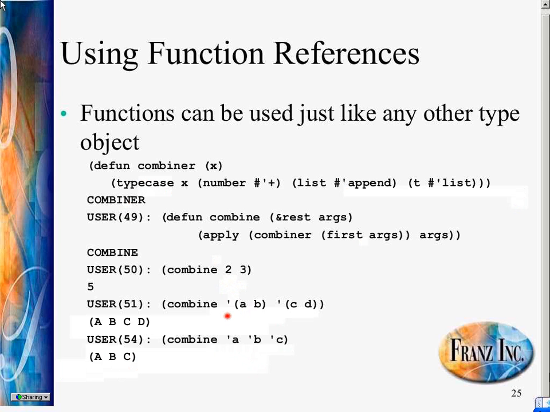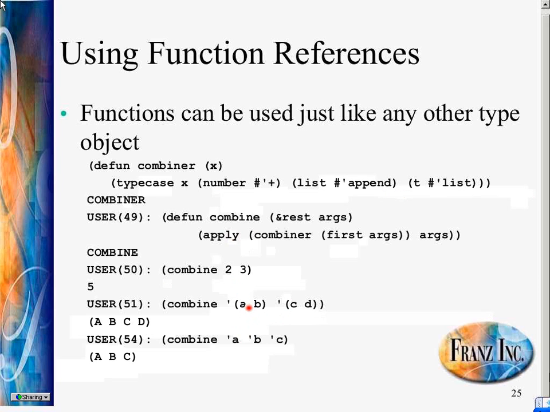And just a comment about this function, if the first argument is a number, all the rest of the arguments had better be numbers, because otherwise plus is going to signal an error, because if it's passed a non-number, it objects. And similarly, if the first argument is a list, all the rest of the arguments had better be lists as well, because append can only take list arguments.